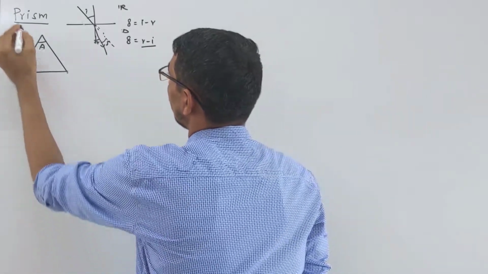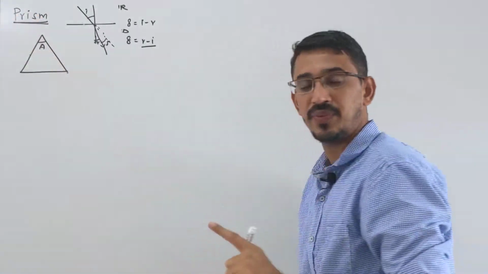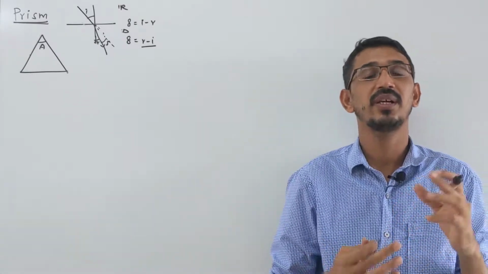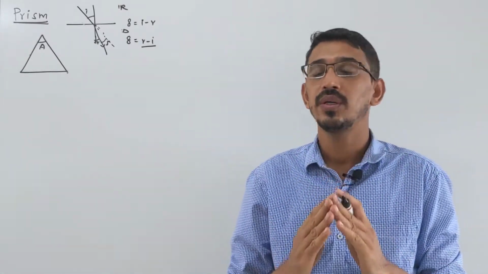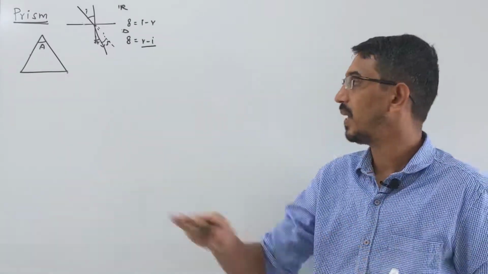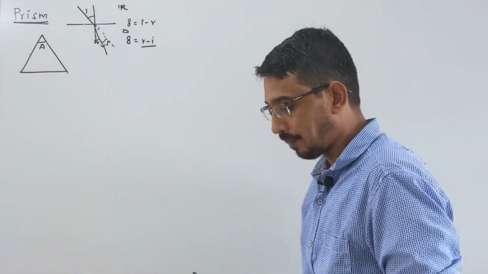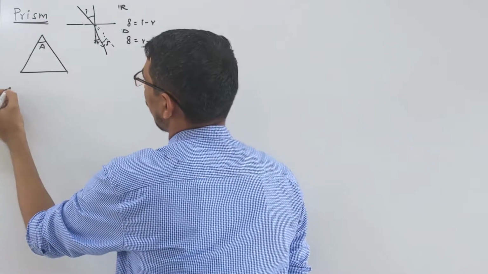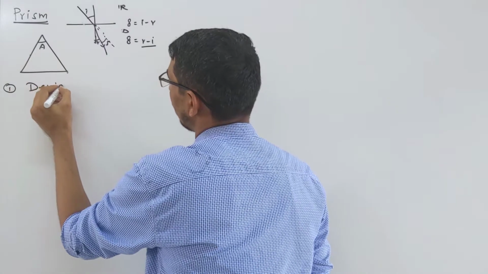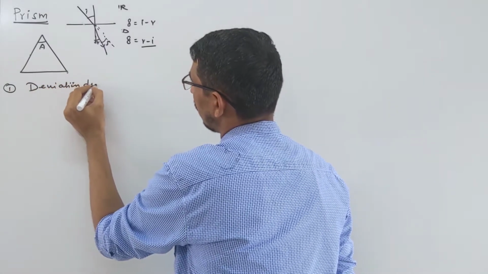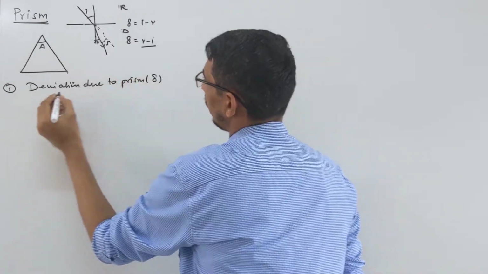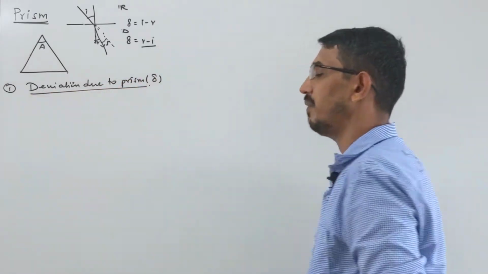So the definition of prism you understood. What is a prism? It is a part of a transparent medium, generally glass, which has two plane surfaces inclined at some angle. So first you want to calculate the deviation due to a prism. Everywhere we are calculating deviation, so here also we want to calculate the deviation due to a prism.